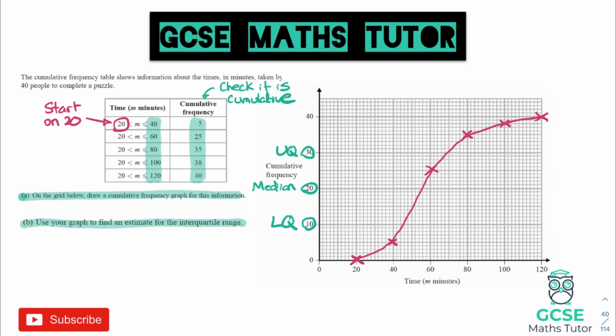This one asks us to look at the interquartile range. So the median would be at 20 and the quartiles would be at 10 and 30. So go across, read those values, and the range between them would be 27 for this one.